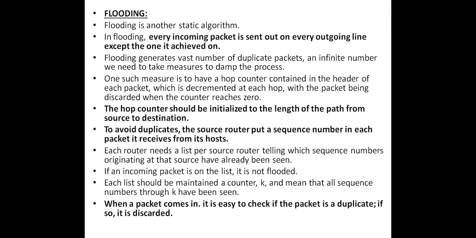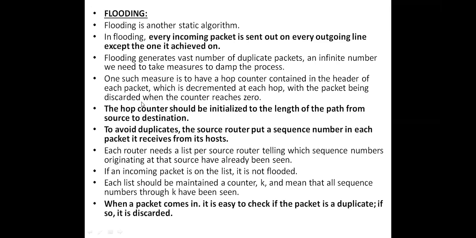And the next routing algorithm is flooding. What is flooding? Flooding means every incoming packet is sent out on every outgoing line except the one it came from. That means whenever we want to transfer a packet, it will be transferred to all the neighbors in all directions except the incoming route. It will forward to all the remaining directions.